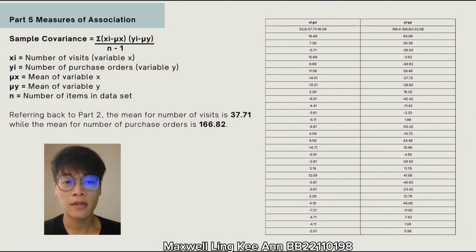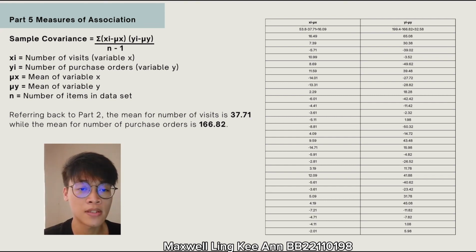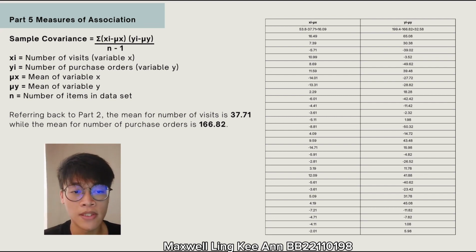I'm going to be talking about measures of association. In order to calculate this, we need sample covariance. The formula is provided in the slide. Variable X is the number of visits, while variable Y is the number of purchase orders. Referring back to part 2, the mean for number of visits is 37.71, while the mean for number of purchase orders is 166.82. The table provides the values for variable X minus its mean and for variable Y minus its mean.